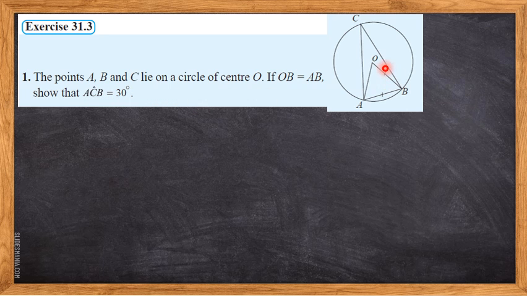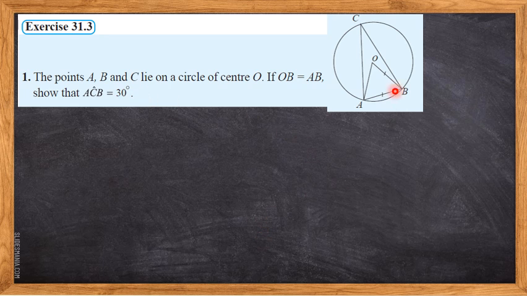Look, it is given that OB equals AB. Right? That is the only data given. Next we are asked to show that ACB angle, here ACB is this angle, is 30 degrees.